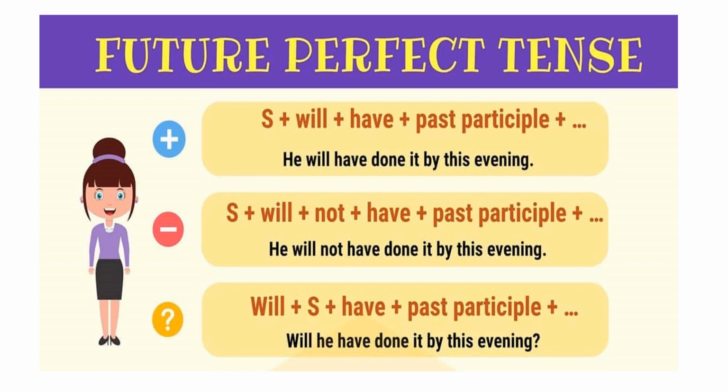Only not. Now the same thing, if you have to put it into an interrogative form, the sentence will start with will plus subject plus have plus the past participle. So that will become, will he have done it by this evening? Children, please understand the rule for a positive sentence, a negative sentence, and an interrogative sentence.